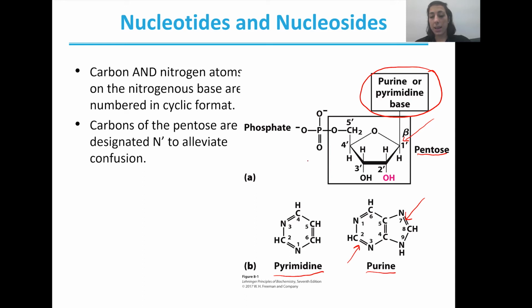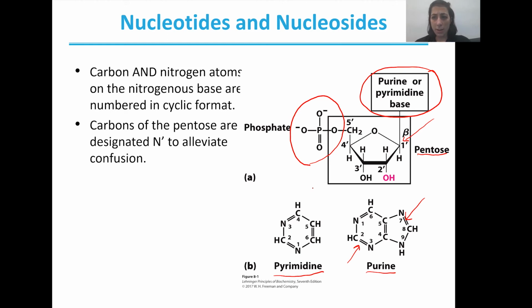And then you'll see that a nucleotide also consists of a phosphate group, which here is attached to the 5th carbon on our pentose, where its OH group used to be on this sugar. We now have a phosphate addition.